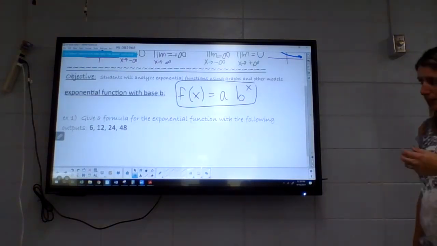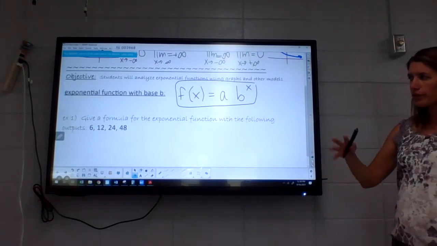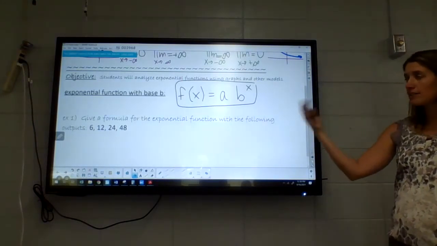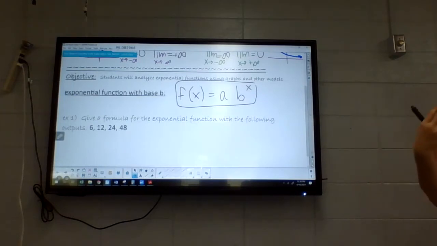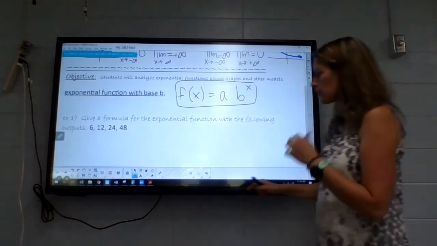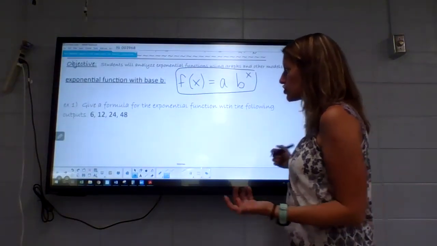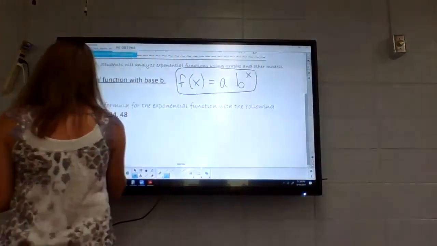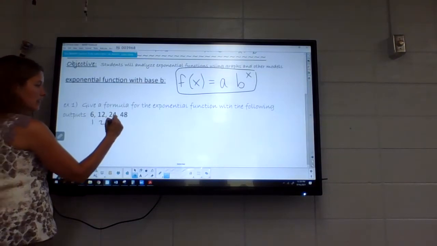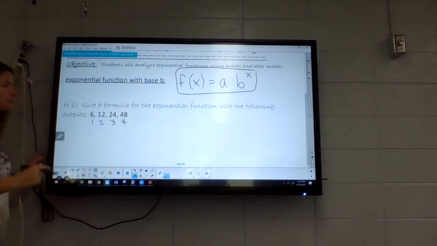So this first one here, they're giving us some values for the answer to this function. They give us 6, 12, 24, 48. So something's happening to these numbers to make them get bigger faster. What I'm going to suggest, if you're ever unsure, is just checking here. I'm just going to call this the first one, second, third, fourth, and that's going to be my output here.